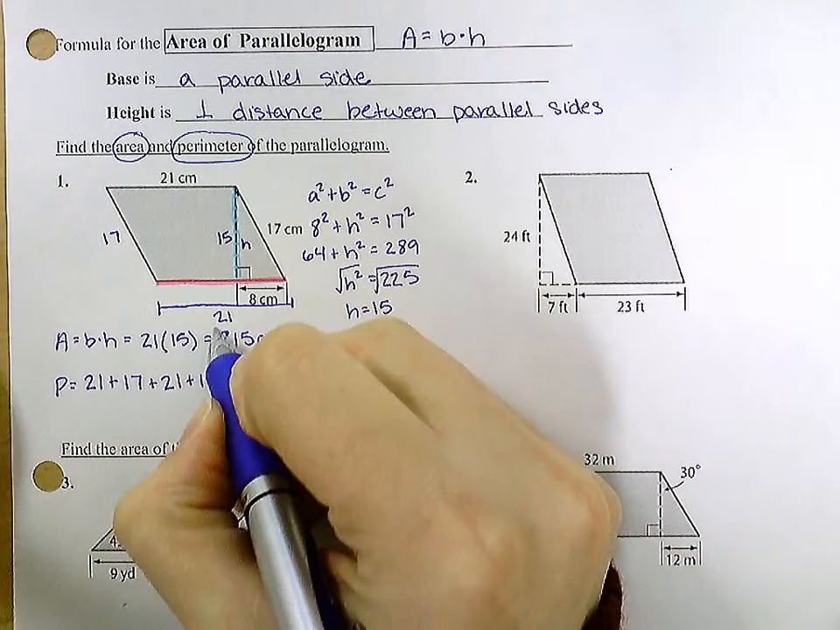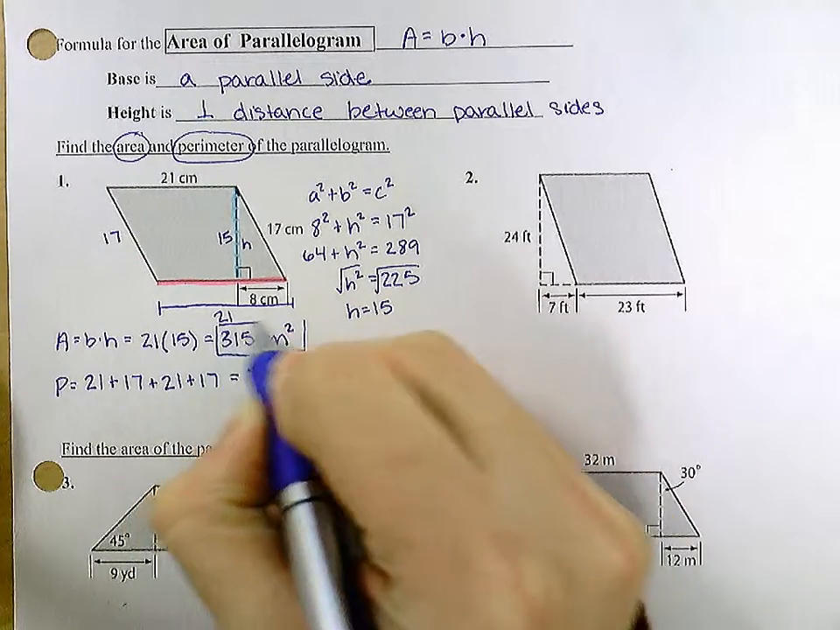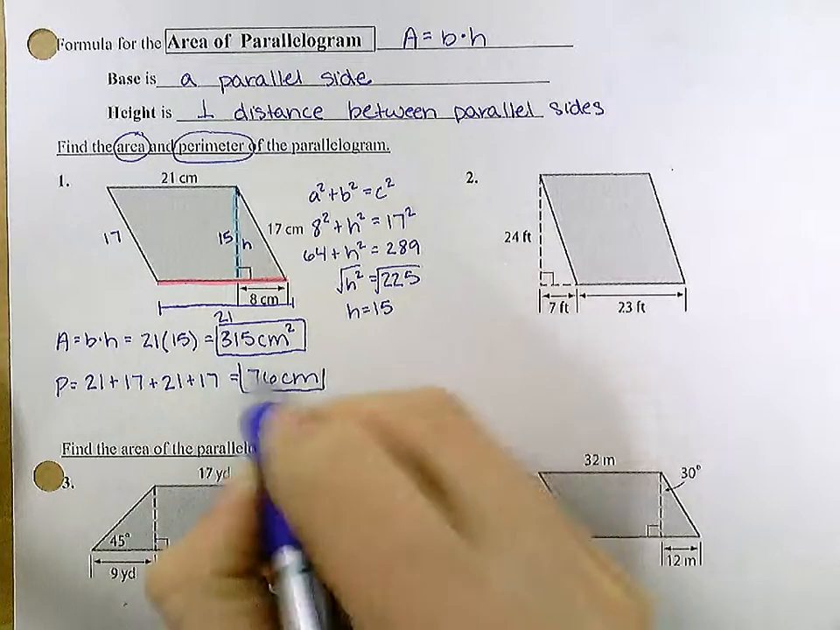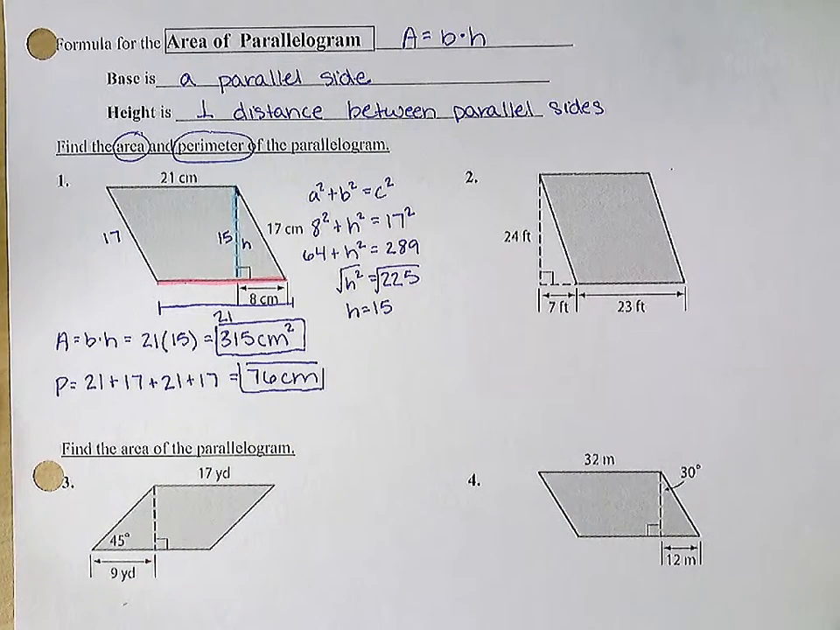Okay, so this one was my area. This one is the perimeter. Is that what the A and the P? Okay, questions on the first one here? Nope. All right, I want you guys to do number 2.